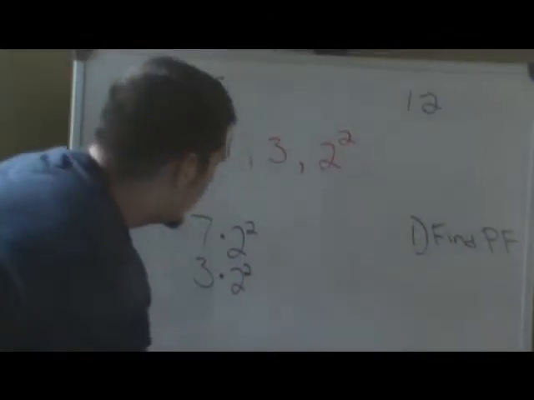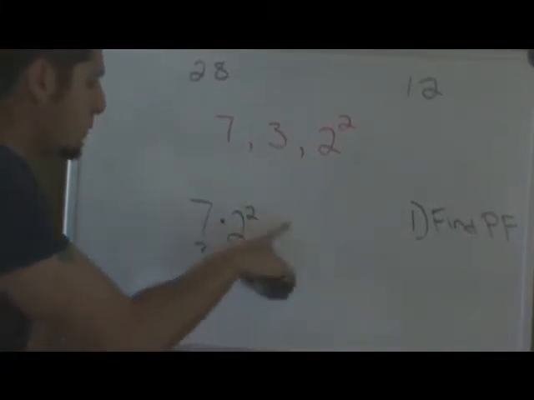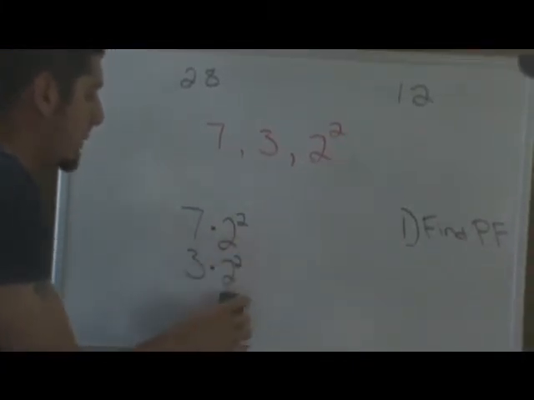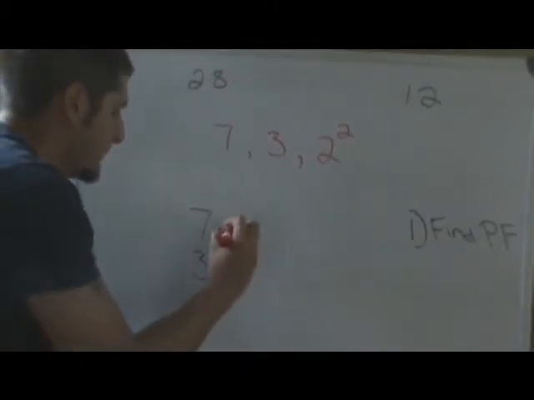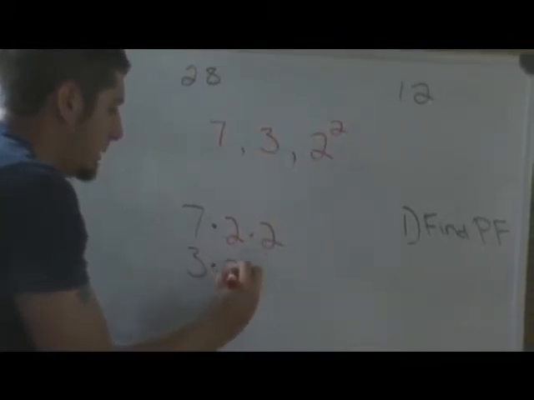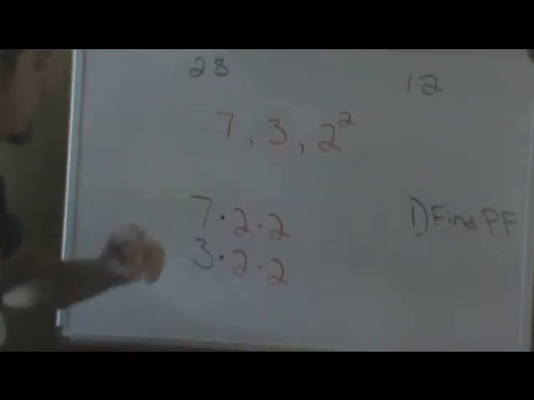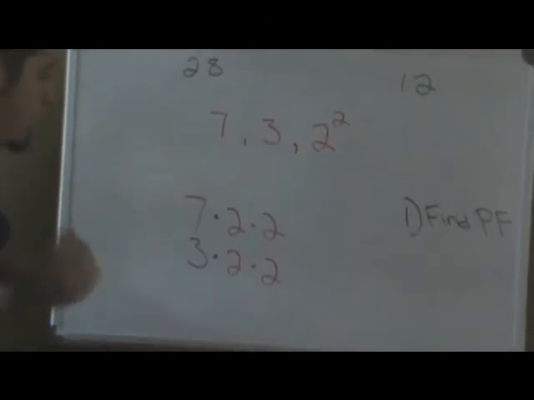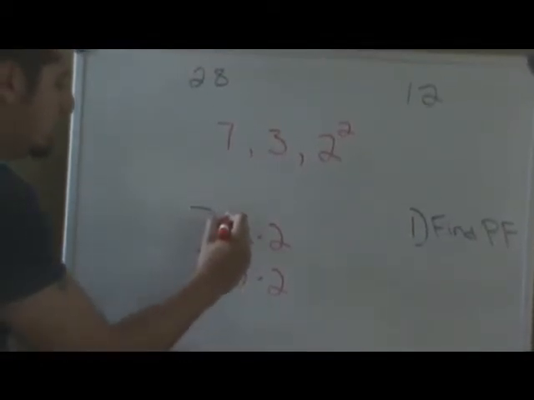Now, an easier way to figure this out is if you do write out the exponents, you'll end up with 2 times 2 here, and 2 times 2 there. A quicker way of figuring this out, instead of having to take a look at each individual number, is you find the numbers that they have in common. You can see that they share 2 sets of 2.